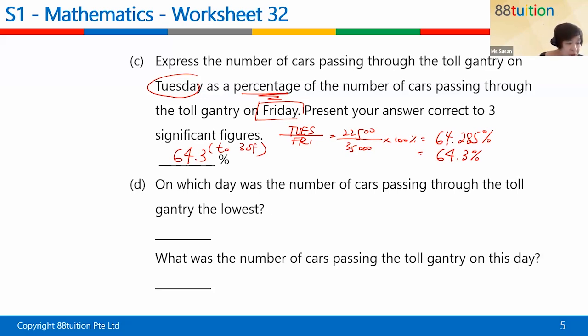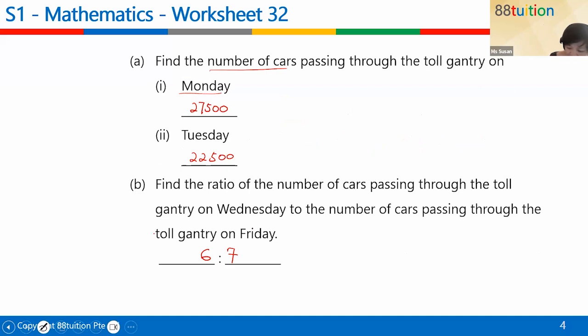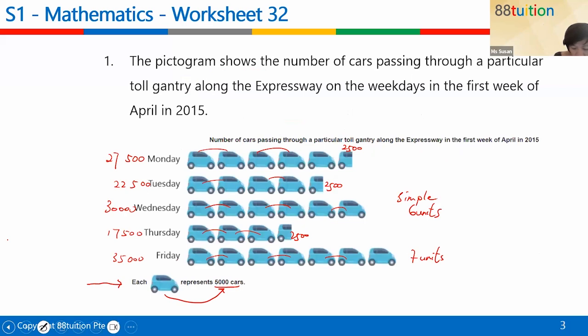Okay. From the diagram, you'll be able to tell for part D which one is passing through the lowest. So from here, if you look at this one, the lowest is the Thursday. Smallest value. Lowest value, okay.